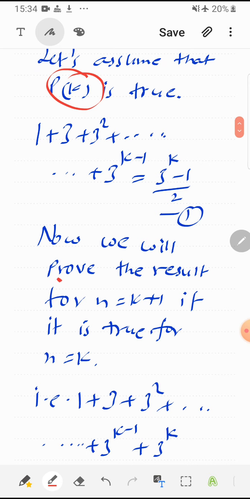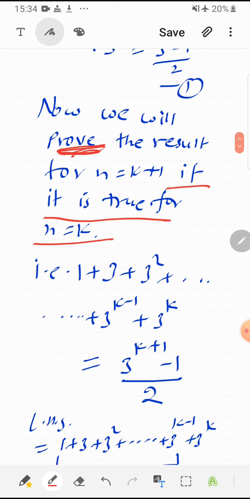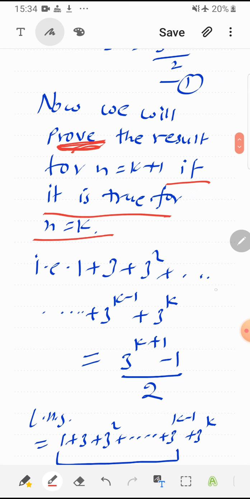Now we will prove, remember this word, prove the result for n is equal to k plus 1 if it is true for n is equal to k. We have to write this line. If it is true for n is equal to k, then we are going to prove this for n is equal to k plus 1. So let us write the result which we are going to prove. So 1 plus 3 square up to so on plus, always write the kth term. I told you in the last class. So 3 raised to the power k minus 1, then next 3 raised to the power k.